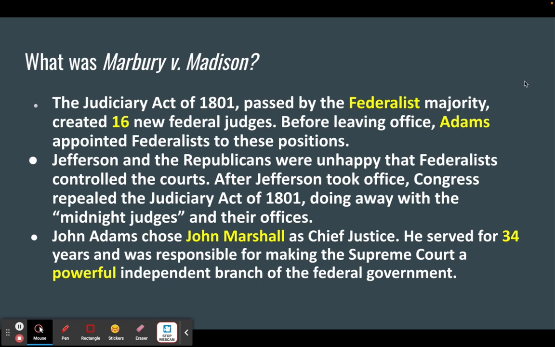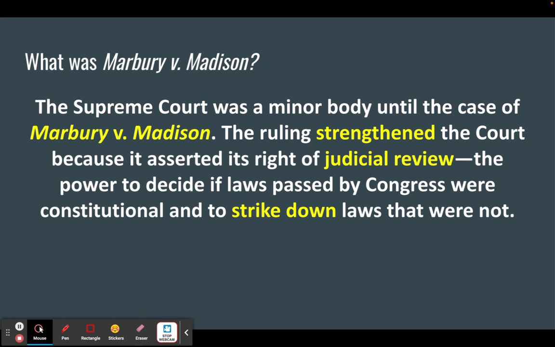John Adams had chosen John Marshall to be Chief Justice of the Supreme Court. He serves for 34 years overall. But one of the things he does with the case Marbury versus Madison is he makes the Supreme Court a much more powerful independent branch of the federal government than had been written under the Constitution. So ultimately, the significance or importance of Marbury versus Madison is the ruling where Marbury, who was one of those judges that Adams had appointed, was removed from his position.